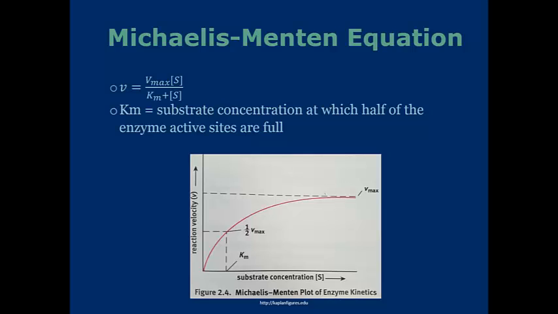A quantity that's important when we're talking about the velocity of the reaction is Km, which is simply stated as the substrate concentration at which half of the enzyme active sites are full. This is also where we would say that the Vmax is at half. Oftentimes, when you plot the Michaelis-Menten relationship, it's going to be substrate concentration versus reaction velocity.